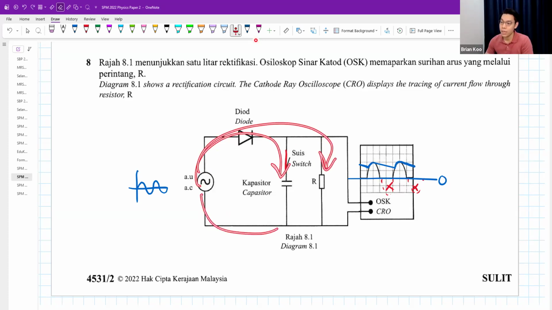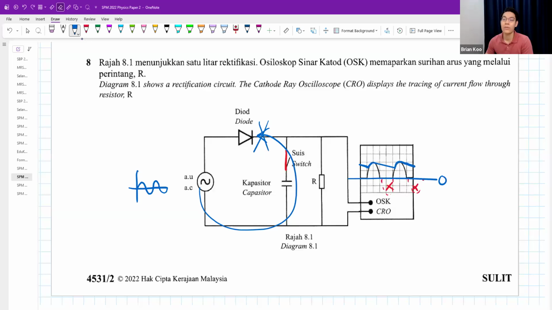When current tries to flow the opposite way, the diode won't allow it to flow. So what happens now? It cannot go to the R also. So no current. That's why the graph is flat. This is when the capacitor will come and save the day.